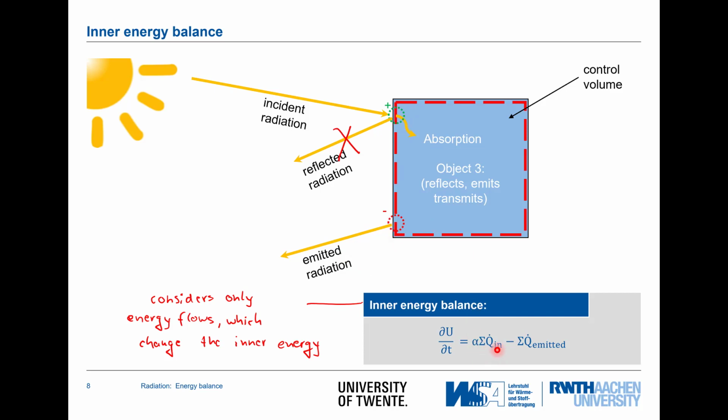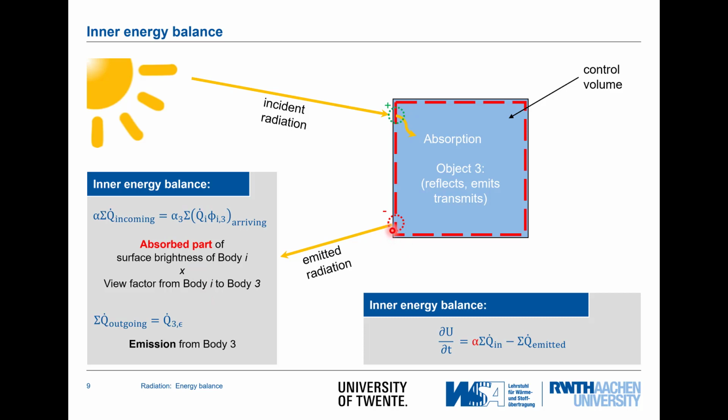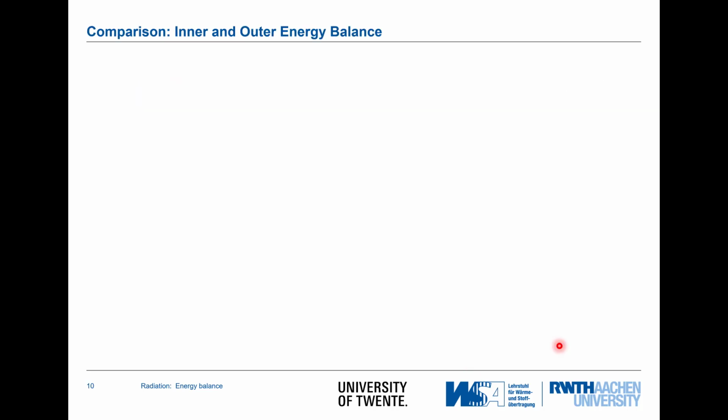So the first part is the absorbed part of the incident radiation, and the second term is the emission of that object. So it's just the absorbed part of the surface brightness of that body that radiates onto my object 3 times the view factor. And the outgoing is just the emission part of the surface brightness. So that's truly just emission from body 3. So I have absorption and emission that forms that balance, the inner balance.